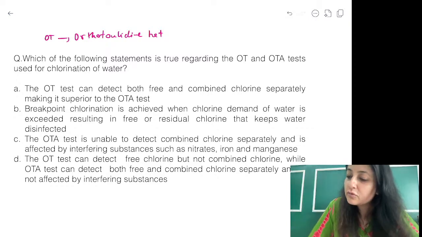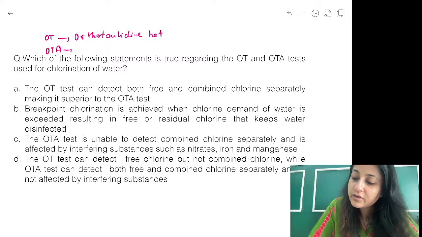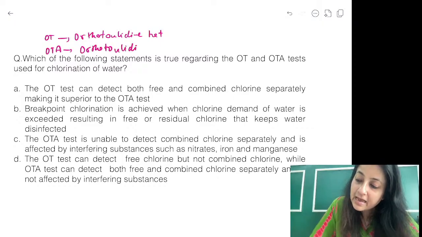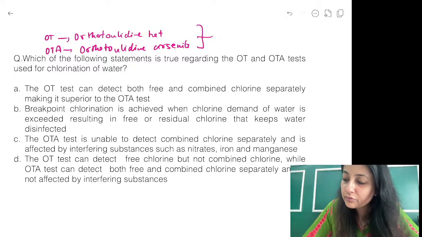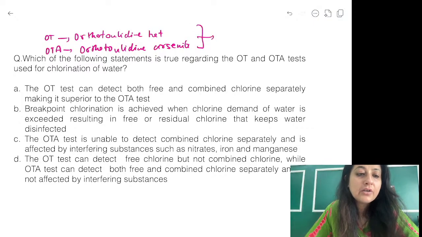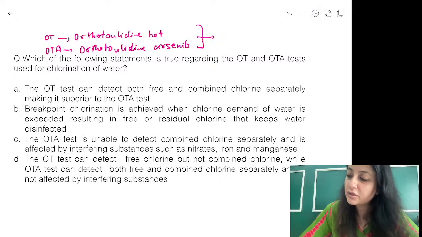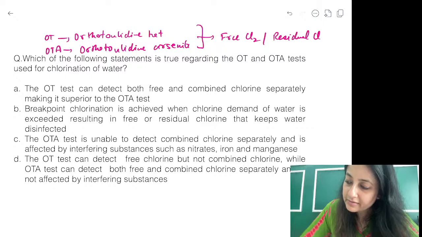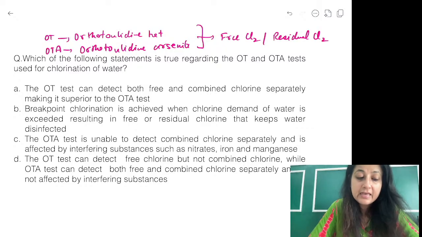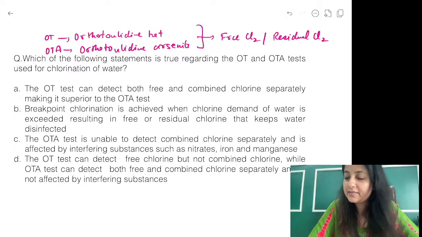Alright, and what is OTA? That is orthotoluidine arsenite. Now the question was, what do these two tests do? Anybody? What do these two tests do? They measure free chlorine or residual chlorine. ठीक है, they measure free chlorine or residual chlorine.